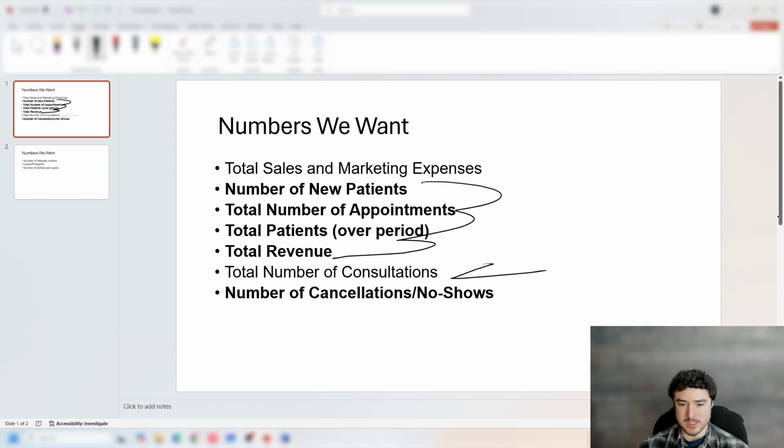Now, total number of consultations. If it's not a paid appointment, I just call it a consultation. And that way we have 2 separate things because some people like doing free consultations into an appointment or into them becoming a patient. So if you do this, we'd want to separate those out so that we could see the overall pipeline. So the way we think of this is a pipeline.